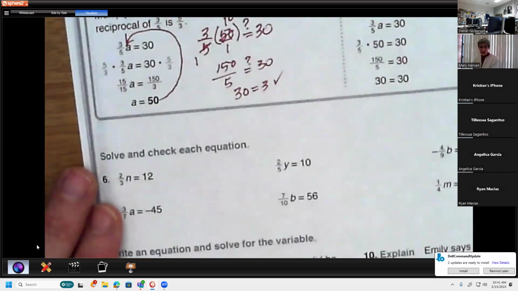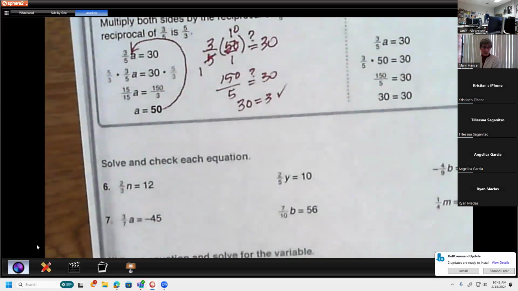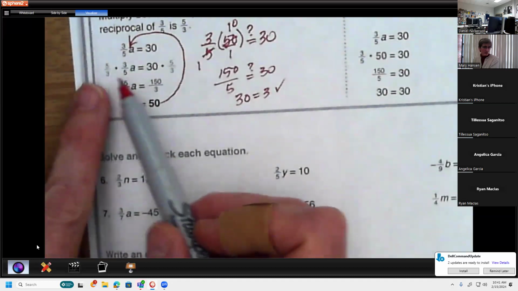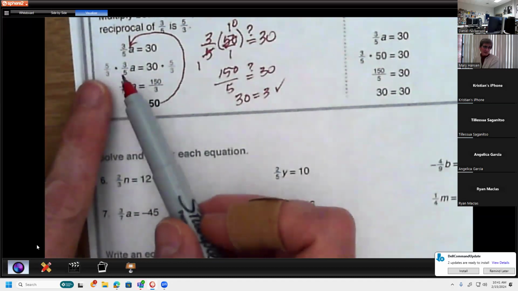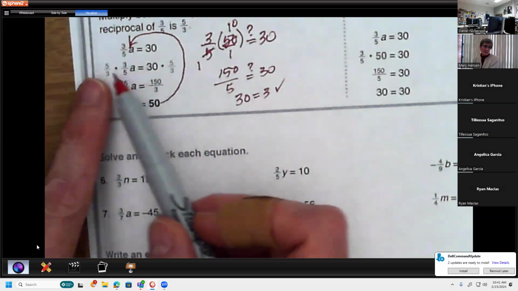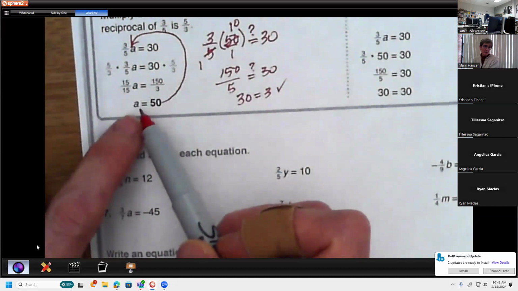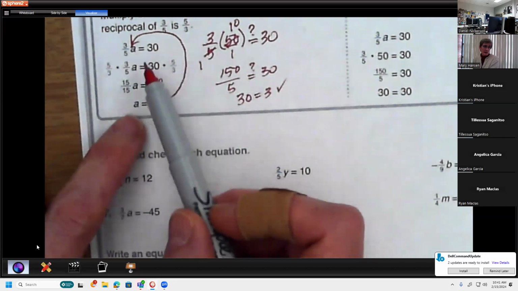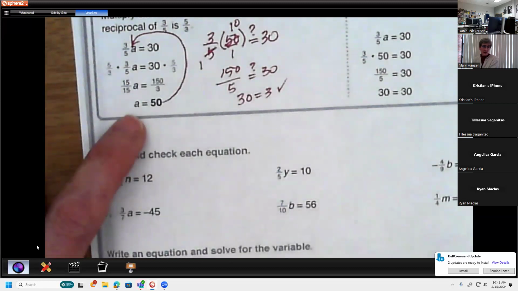So fraction work and reciprocals go hand in hand. The nice thing is when you're doing your reciprocal on this side, as long as you have the reciprocal, you don't have to multiply those out. It should get you to your variable. And then you only have to multiply that reciprocal times the other side.